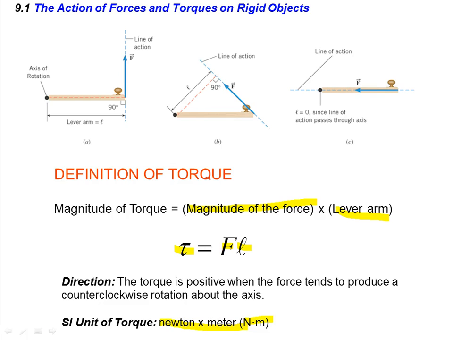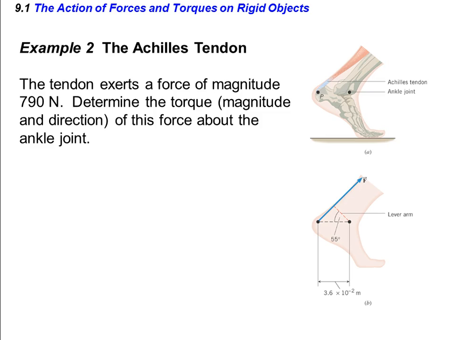Keeping our traditional sign convention when dealing with rotation, we say that torque in the counterclockwise direction, or torque that causes counterclockwise rotation, is denoted as positive. So let's look at an example here. Our Achilles tendon is attached to the heel, and our joint, or our axis of rotation, is the ankle joint. And the tendon exerts a force of 790 newtons, and we want both the magnitude and direction of the torque about the ankle joint.